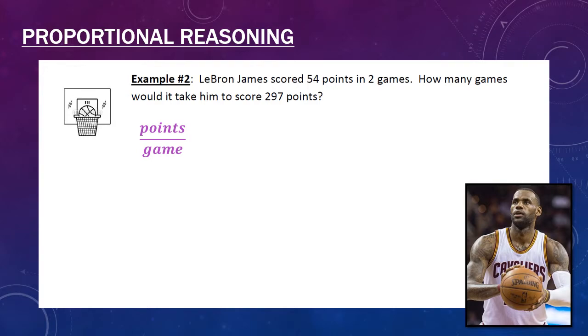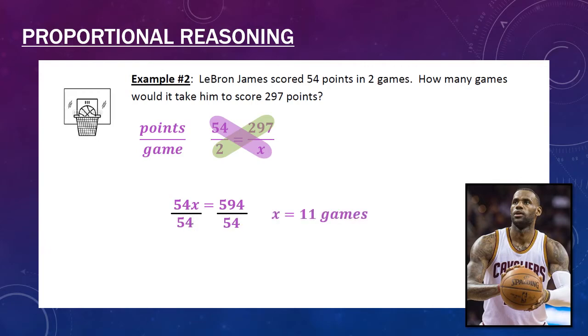Then your second sentence is your second fraction. How many games would it take him to score 297 points? Since 297 is points, it goes on the top. So points is on the top, games is on the bottom. And then all I have to do is cross multiply. 54 times x, 2 times 297. All I have to do is divide both sides by 54. And I'm left with 11 games.